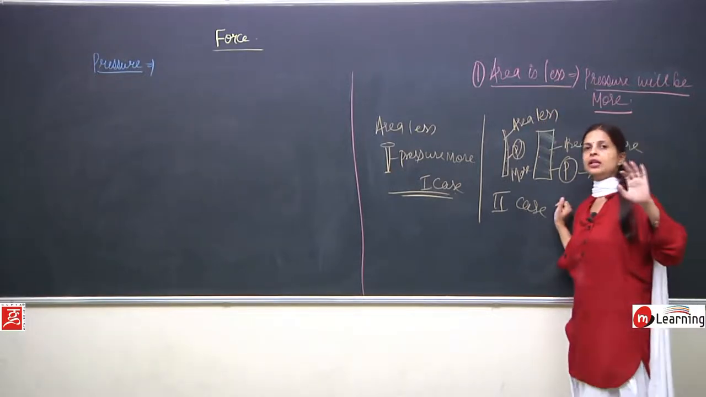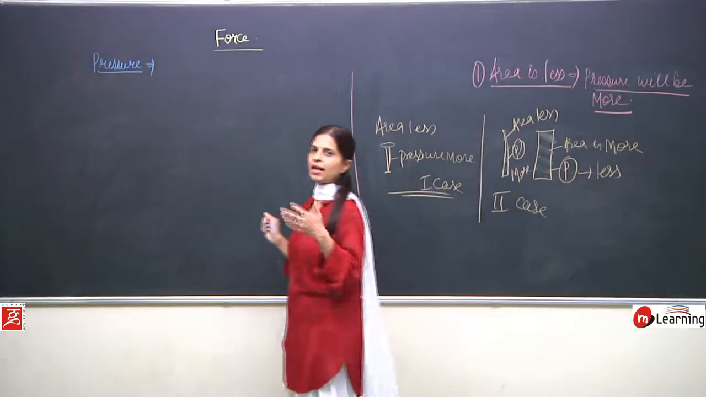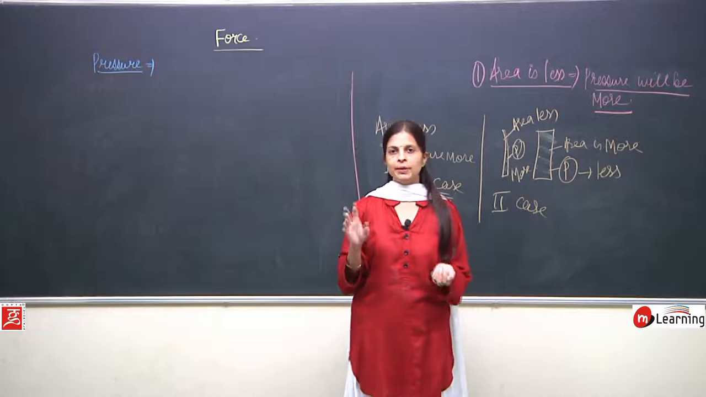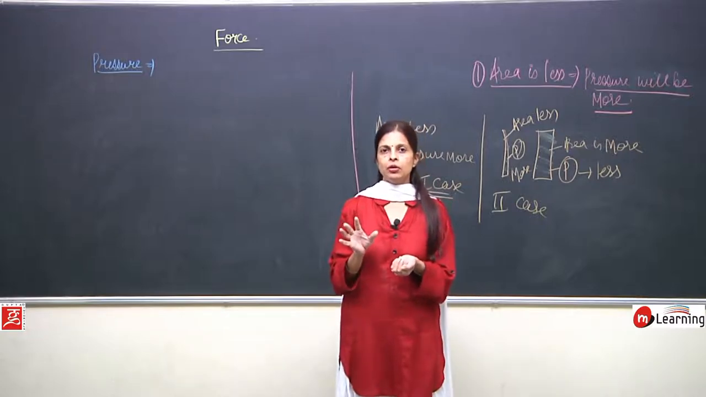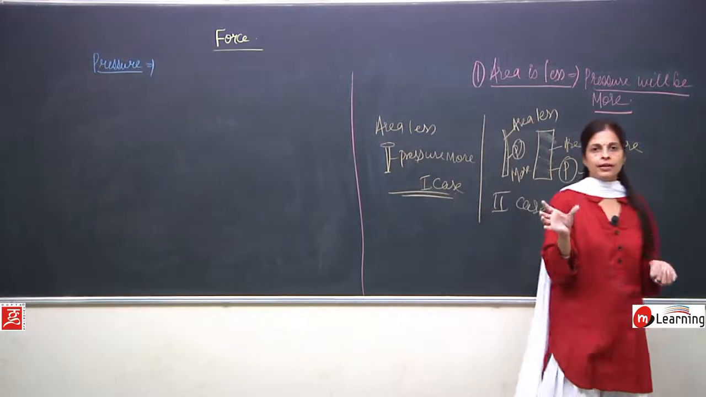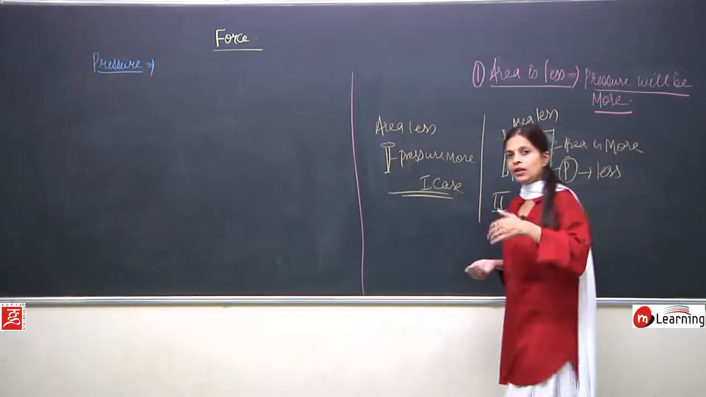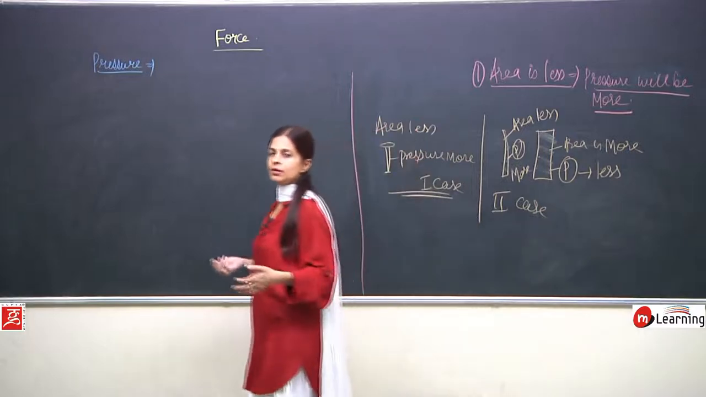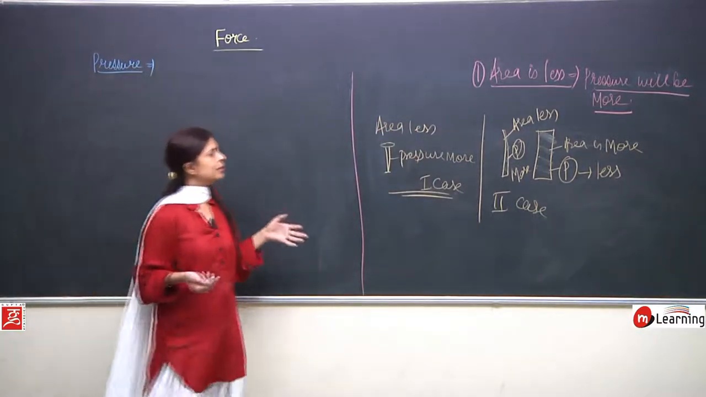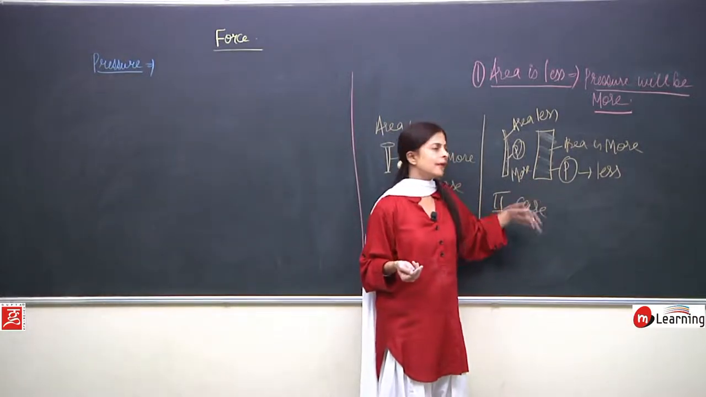Simple, children. Think about yourself. You have one big chocolate, and you have only one friend. So there is more chocolate for less people, and you can eat nicely. But when you have more numbers, what will happen? You will have to divide the chocolate. Similarly, when the area is more, the pressure will get divided.